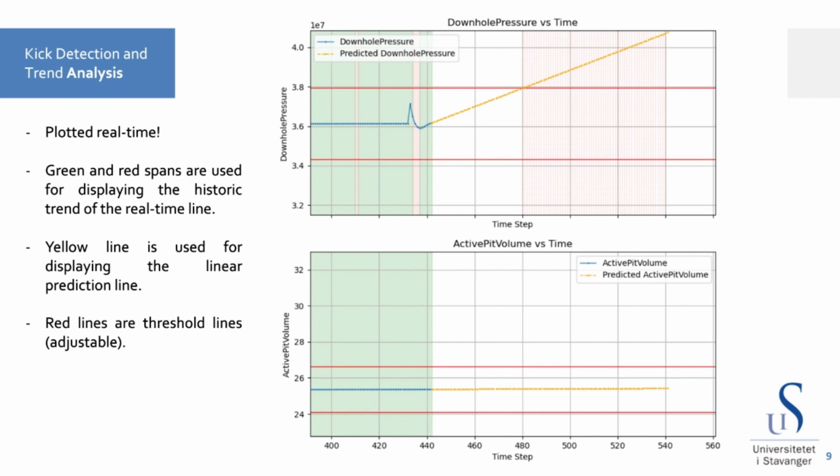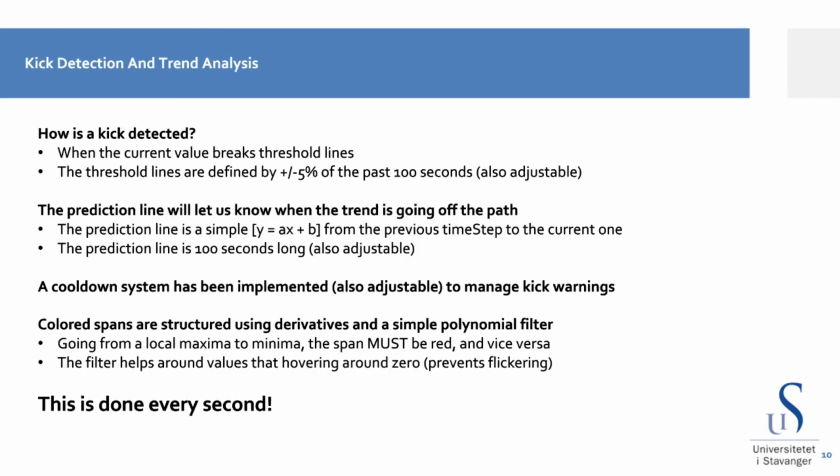So you might be wondering, how is a kick detected? When a value breaks the threshold line, that's when a kick is detected, and it's the current value only. The threshold lines are defined by plus minus 5% of the past 100 seconds, like I was trying to say earlier. These are adjustable, as we will need to fine-tune this, as we don't want to trip the kick alarm when we don't intend so.